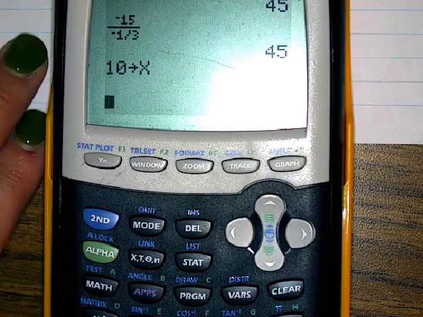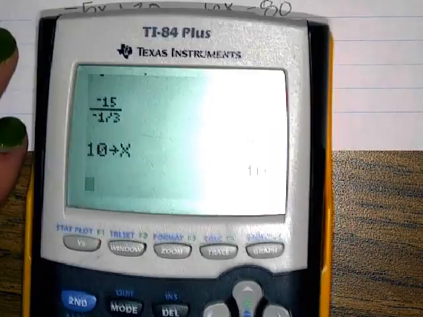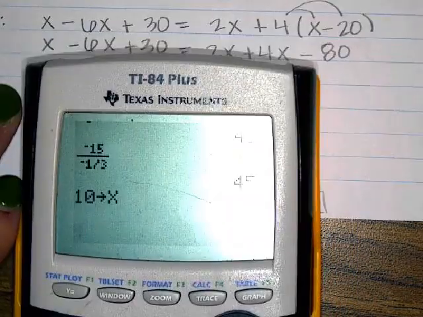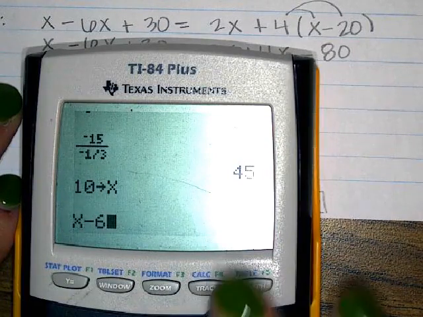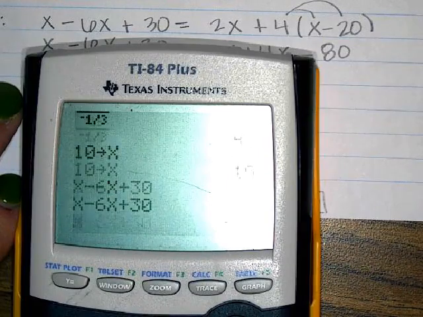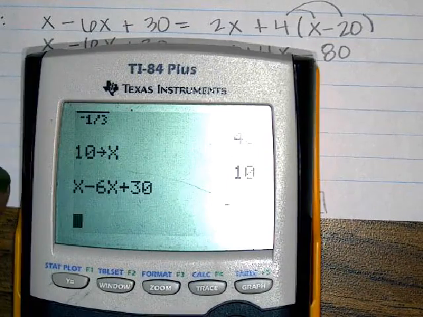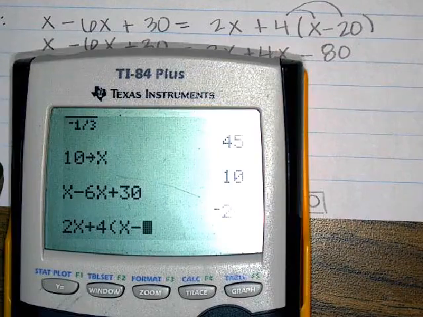Type in the left side of the equation, type in the right side of the equation, and make sure they equal the same thing. x minus 6x plus 30. So that's the left side. It equals negative 20. The right side also equals negative 20. So that means we got it right.